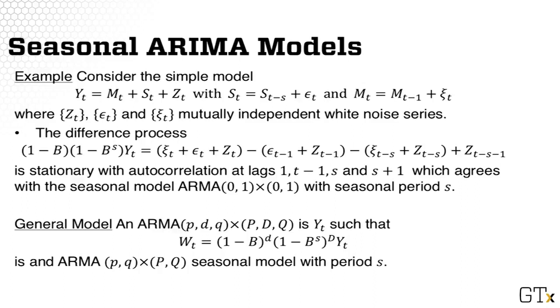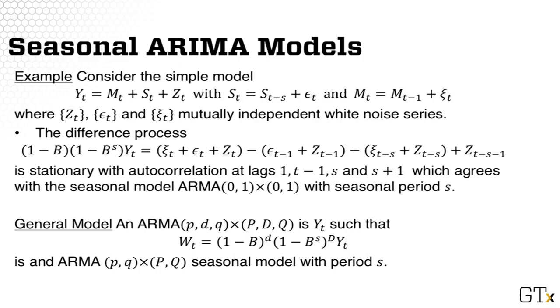That is, decompose a time series into a trend component mt, a seasonality component, and the residual process zt. Assume further a model for the trend and seasonality where the trend only depends on the previous lag and the period of the seasonality is s. If we apply the differencing (1 minus B) for the trend and (1 minus B to the power of s) for seasonality, then the residual process is stationary with autocorrelation at lags 1, s minus 1, s and s plus 1, which agrees with the seasonal model with orders 0, 1 for the stationary component and 0, 1 for the seasonal component with seasonal period s. This is one particular example of a seasonal ARIMA.